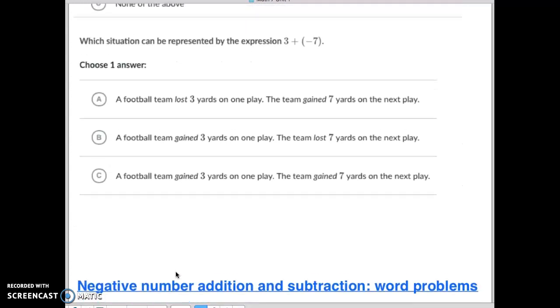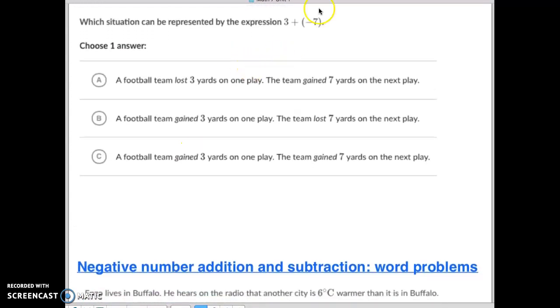Let's figure out one more here. Which situation can be represented by 3 plus a -7? So we start with a +3. A football team lost 3 yards. Well, that doesn't seem very positive. A football team gained 3 yards. That's better. A football team gained 3 yards.